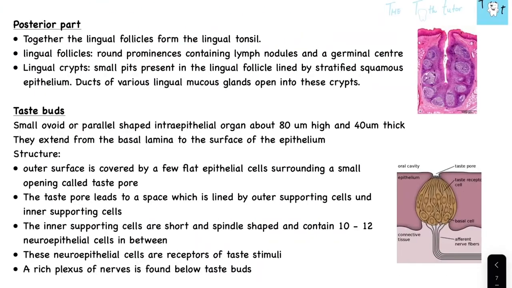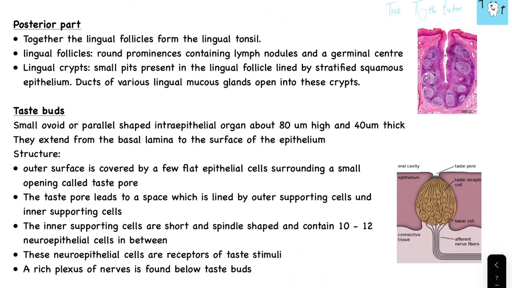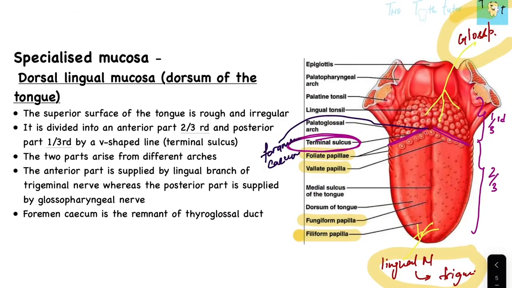Right. So this was all about the anterior part. So we have covered this portion. Now we will be talking about the posterior part, this portion. If you look at the posterior part, the main feature that is present in the tongue is the lingual tonsil. So these huge, big projections, this is the lingual tonsil.